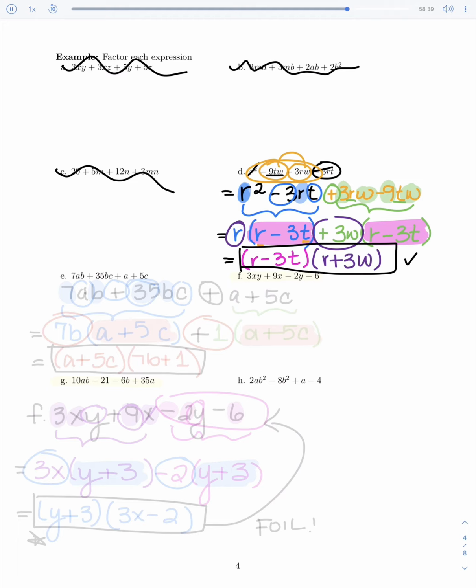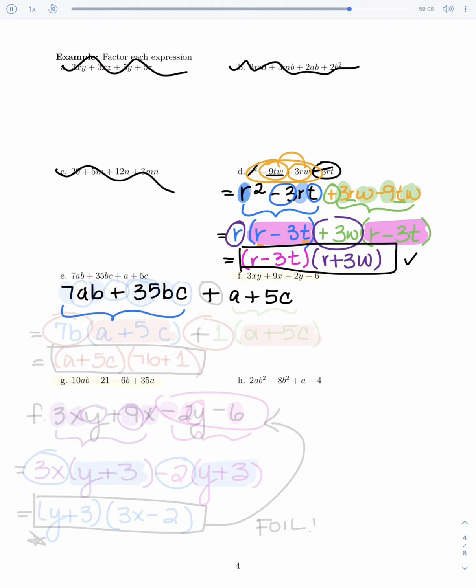Continuing along, let's take a look at problem E. In problem E, we have 7AB plus 35BC plus A plus 5C. So let's start out by looking at the first two because we don't have anything in common between all four terms. We're going to be grouping because we have four terms.